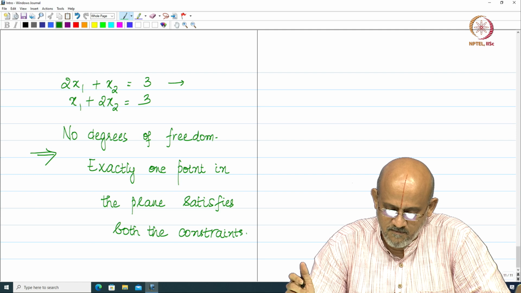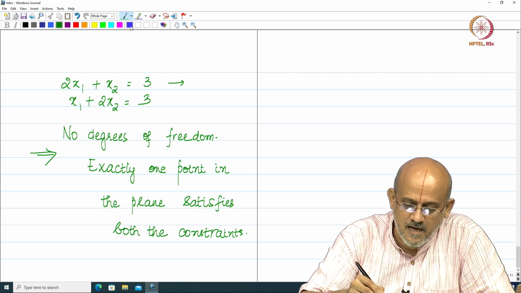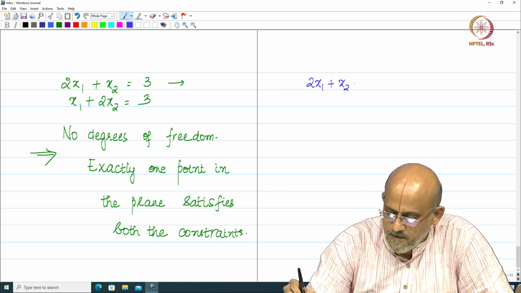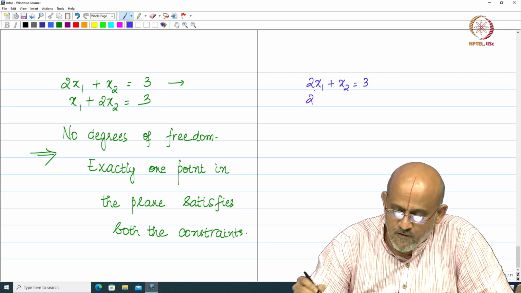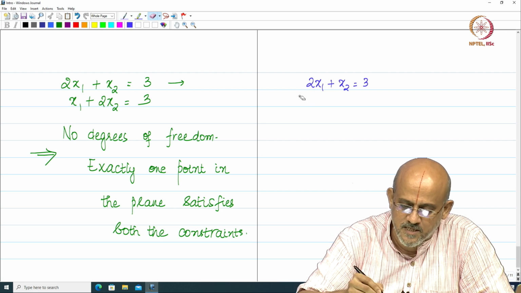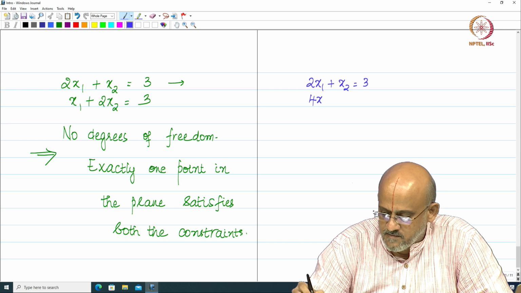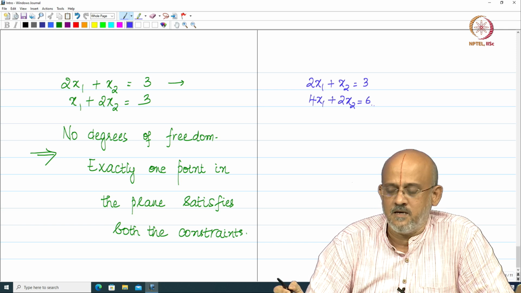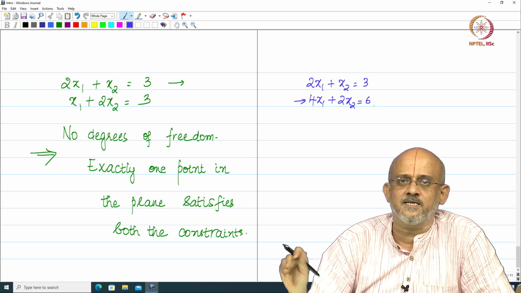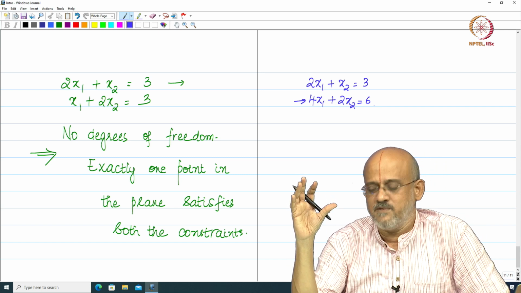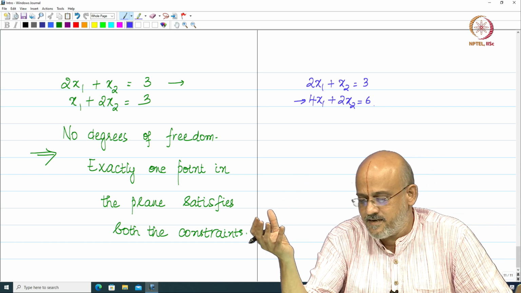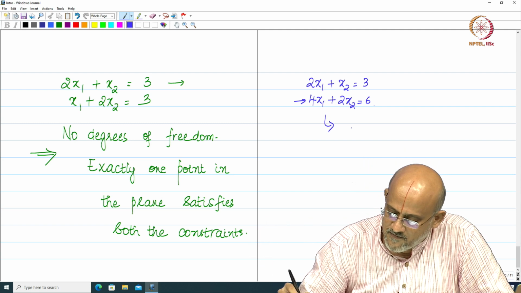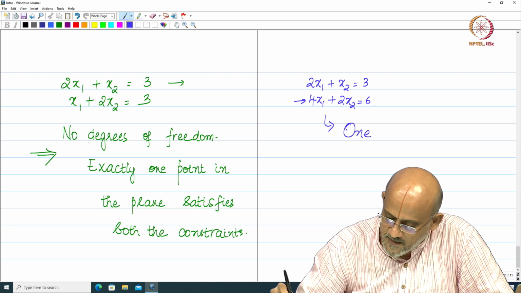Now, in the other case that we had, where we took 2x1 plus x2 is equal to 3 and 4x1 plus 2x2 is equal to 6, it was basically a single constraint which is made to look like a second constraint, because the second equation is a multiple of the first. Therefore, in this case, we have 1 degree of freedom.